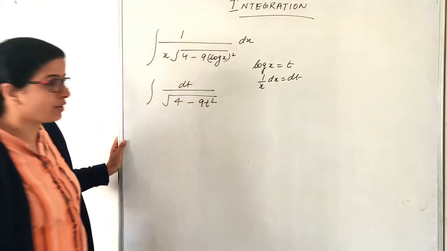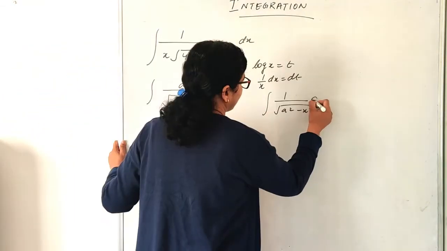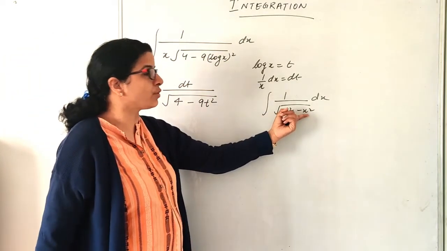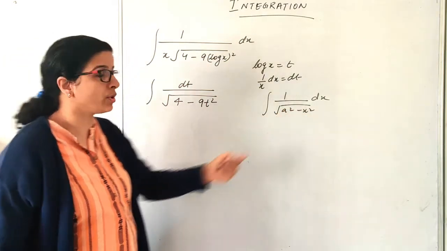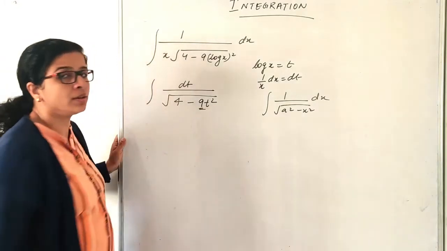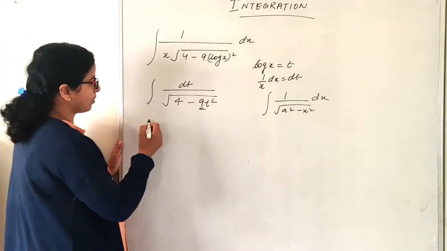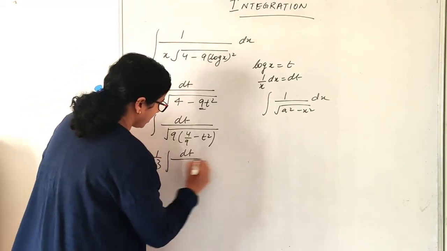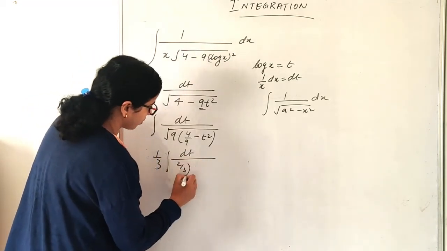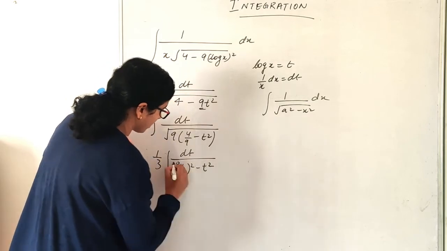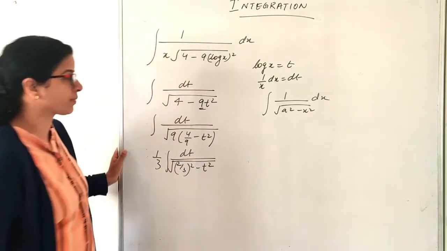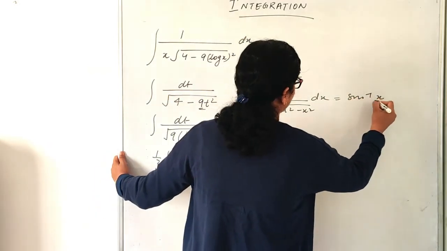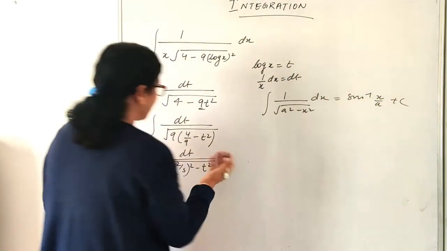Now we have the formula for this, right? But here the coefficient of x square is not 1. So what I am going to do is take out 9 common from there. So it will become 1 by 3 integration dt upon root of (2 by 3) whole square minus t square. Now what is the formula for this? It is sin inverse x by a plus c. Directly we'll apply the formula.